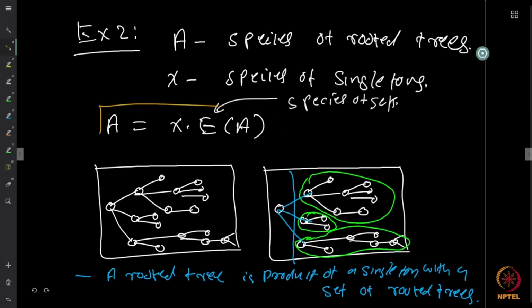Now, using things like Lagrange inversion, because we have the generating functions for E and X, we should be able to compute the generating function for A, which we are not covering because we are not looking at Lagrange inversion in this course. We will study that in a more advanced course.